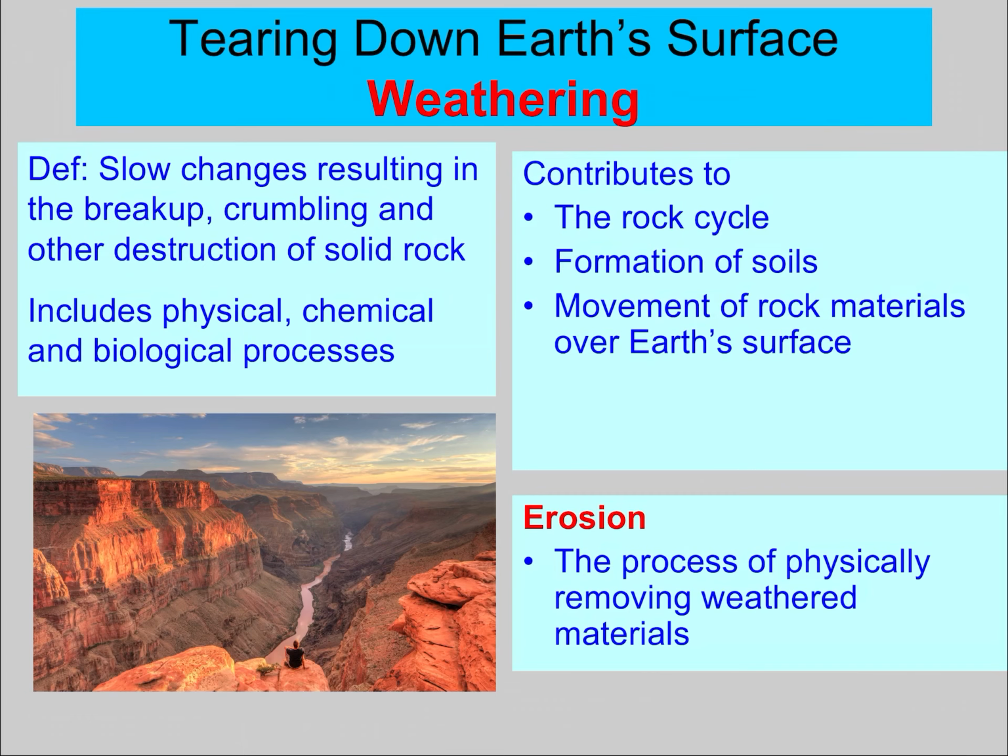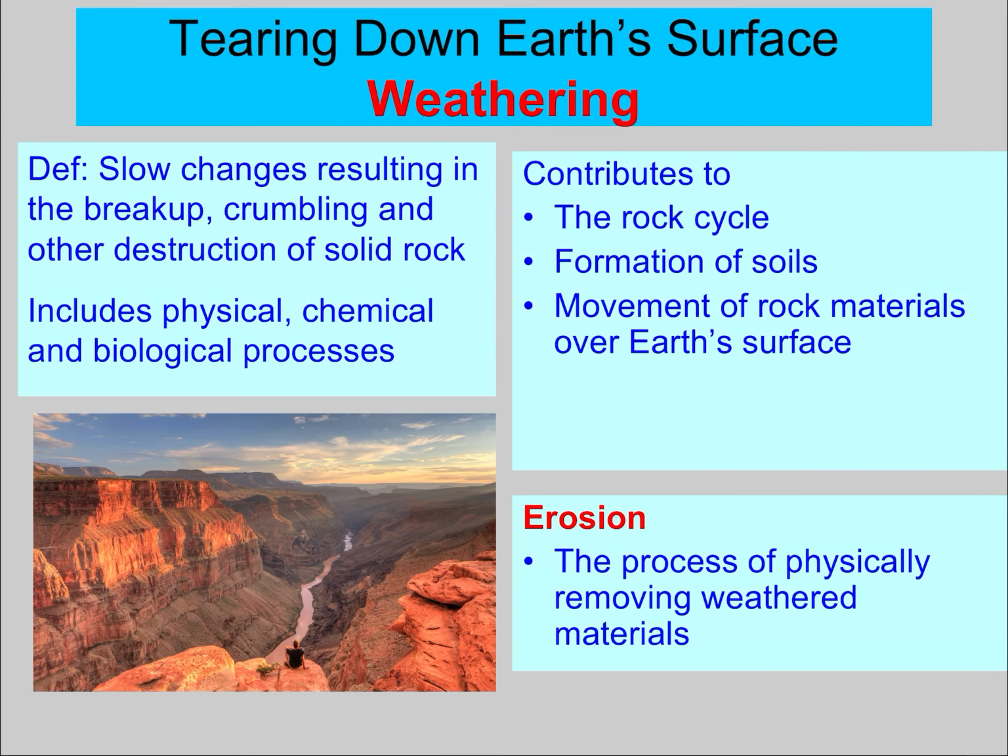The formation of our soils, which is important for agriculture and trees and our world as a whole. And weathering also is going to contribute to the movement of rock materials over Earth's surfaces, which we'll talk about. So we're going to call this erosion, the process of physically removing weathered materials. So when a rock gets broken down, it's weathered. It isn't until it gets moved from one place to another that we call it erosion.